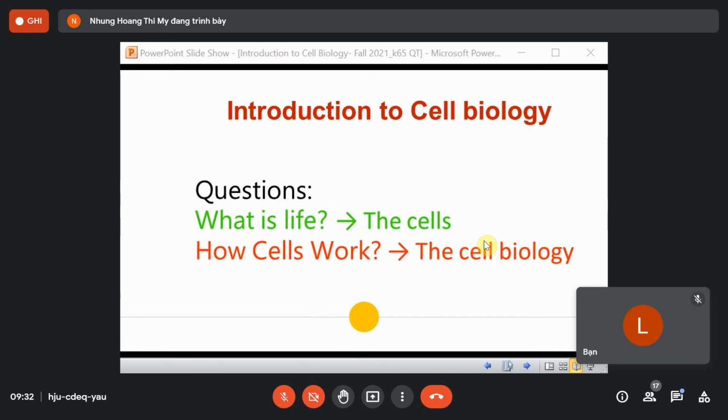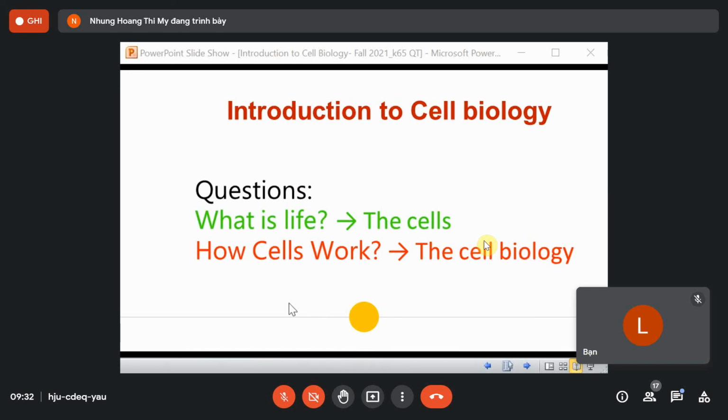Okay, so maybe you haven't heard about cytology. Maybe this word is used mostly in the past. For example, in my generation, when I was at the university, I learned cytology, not cell biology. Cell biology has been taught for around 20 years.